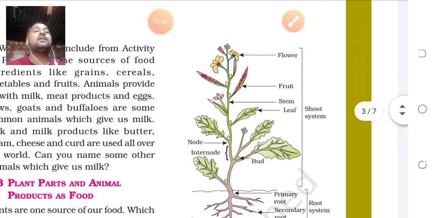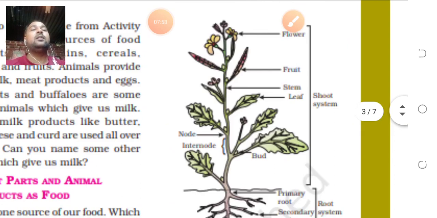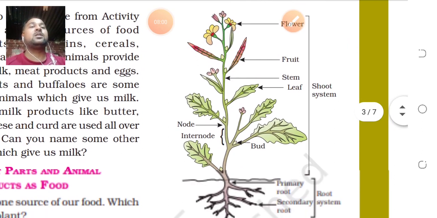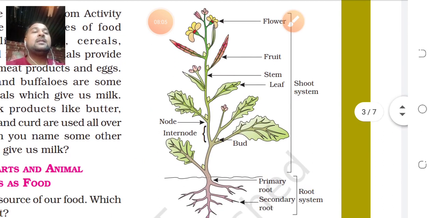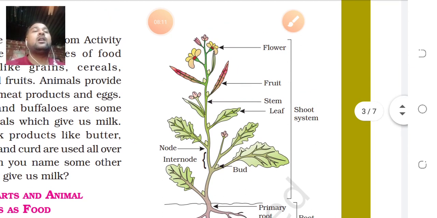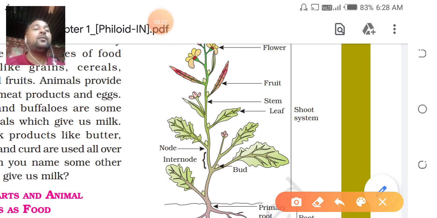See, we will understand this picture. Just give your attention over here. Basically this is divided into 2 parts. First of all, shoot system. Second is root system. On shoot system, what are coming? Flower. Now fruit. So whatever fruit comes on the plant. So here is the picture, that is showing fruit, flower.